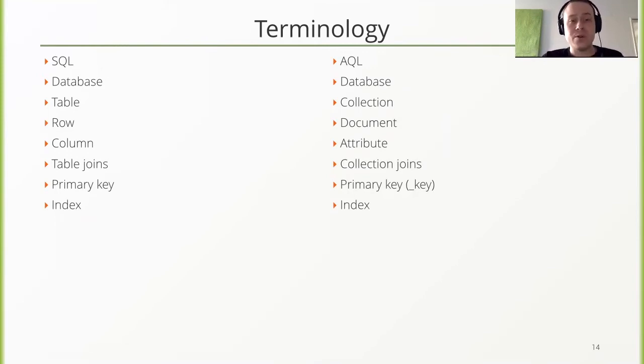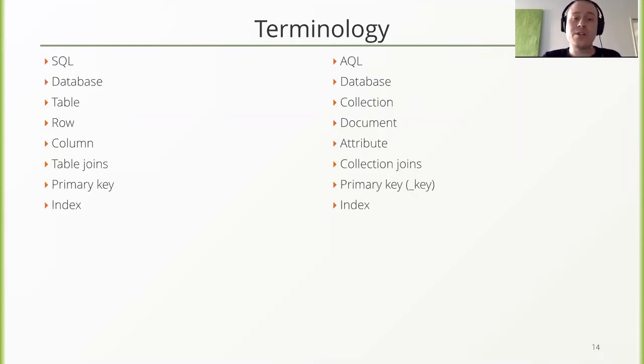Then inside these rows, you typically have different columns where you actually have the real data. So one column for name, one column for the age, and so on and so on. In ArangoDB, you have attributes inside the documents, one attribute for name, one attribute for age. And you can also have nested attributes. So within an attribute, you could store another document if you like.